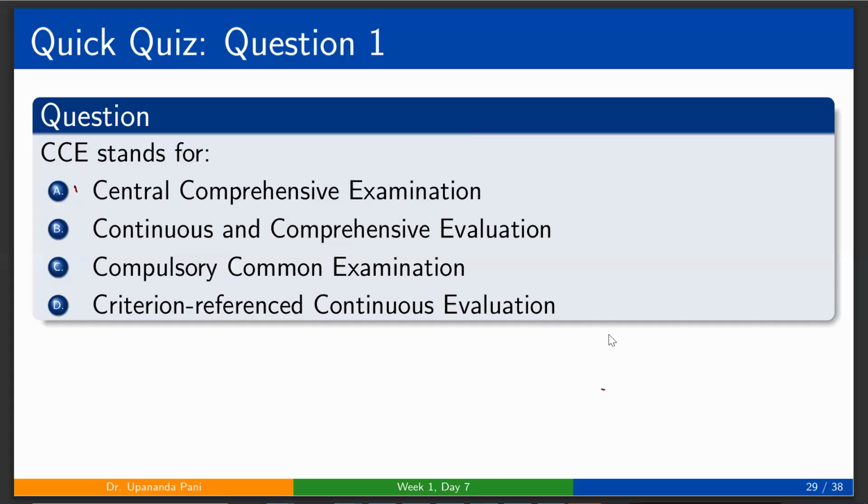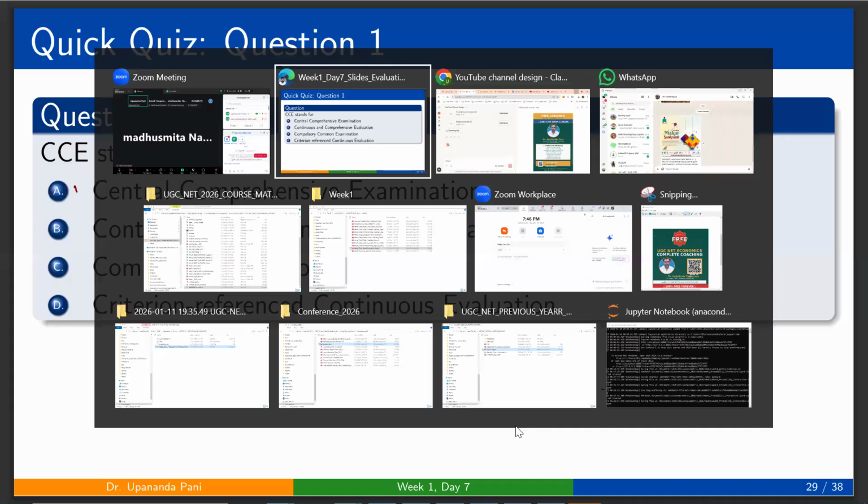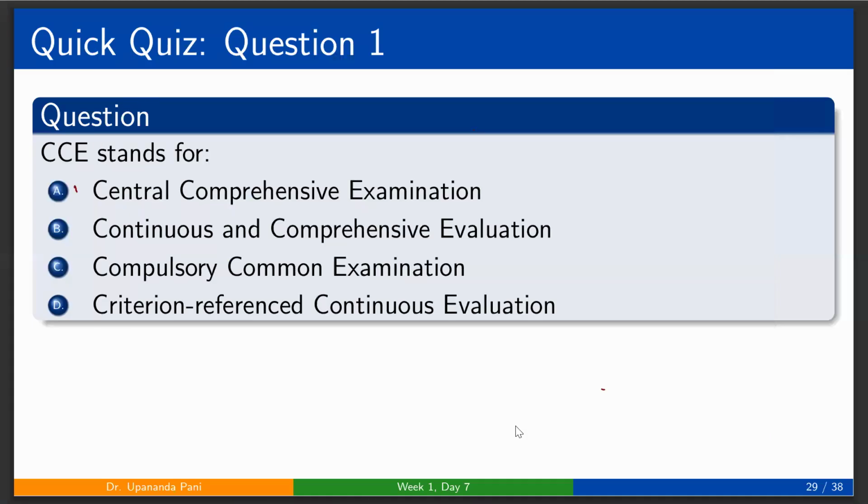So let's start with the quiz. Okay, I think you all are ready for the quiz. Let's see the first question.